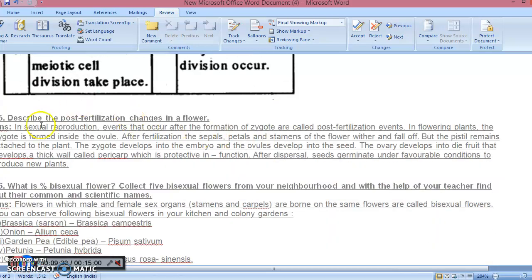Then describe post-fertilization events in a flower. Direct question. We discussed this already in sexual reproduction. What are the post-fertilization events? We know that the zygote is formed inside the ovule. Then after fertilization, the sepals, petals and stamens of the flower wither and fall off, but the pistil remains attached to the plant. The zygote develops into the embryo and the ovule develops into the seed. Then the ovary develops into a fruit that develops a thick wall of pericarp, which is protective in function. Then after dispersal, the seed germinates under favorable conditions and produces new plants.